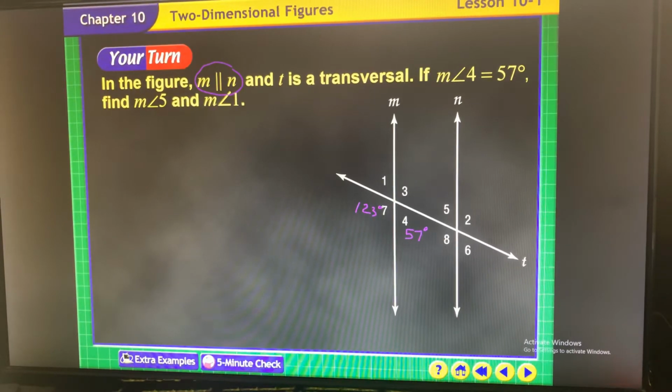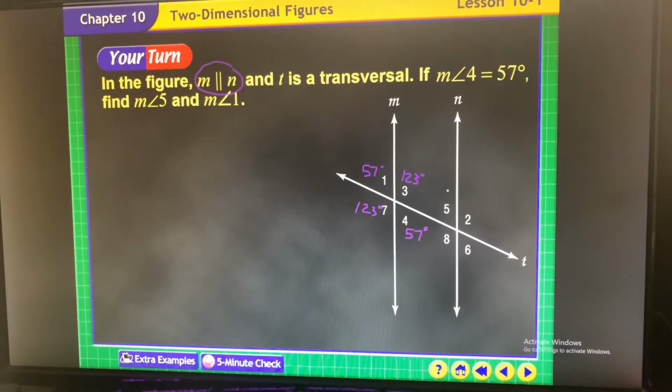Because if I know 7, I know 3 because they're vertical angles. If I know 3, then I know 8 because they're alternate interior. If I know 7, I know 2 because they're alternate interior to each other. So see, once you have one measurement, you can find all of them. And you can see the pattern once you look at it like this.